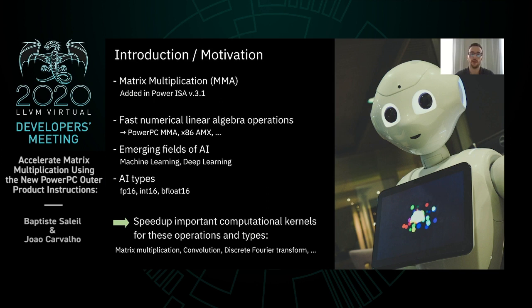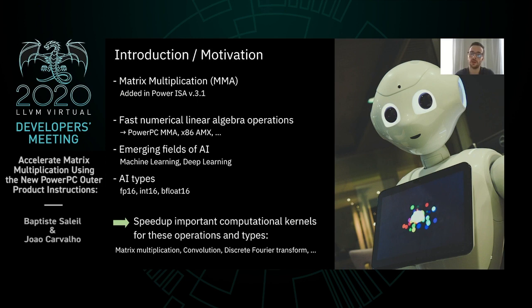In addition to these operations, there is also an increase in the use of some types that were not necessarily common in other contexts, such as FP16, INT16, or even new types such as BFloat16. The goal of these new instructions is to speed up important computational kernels that use these types of operations, such as matrix multiplication, convolution, or discrete Fourier transform.